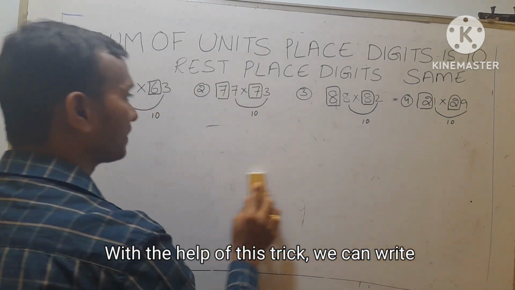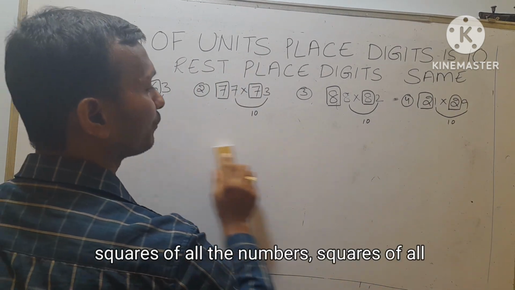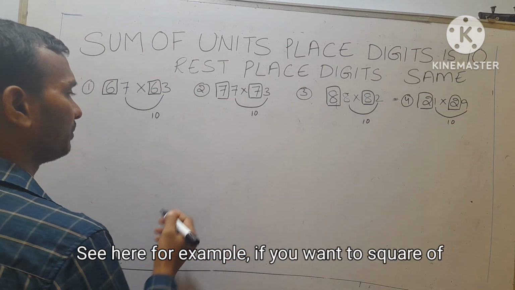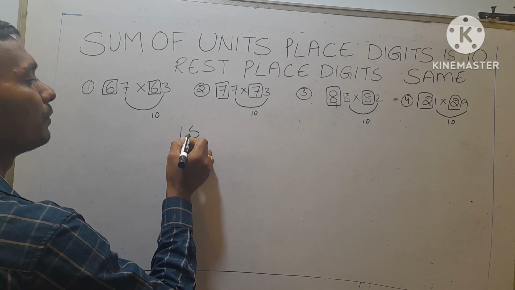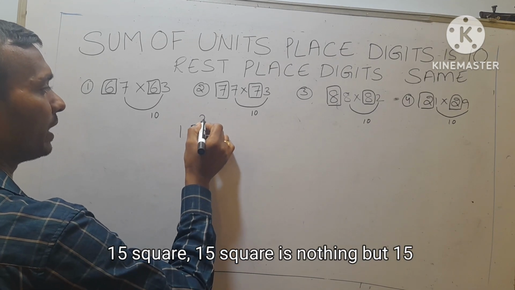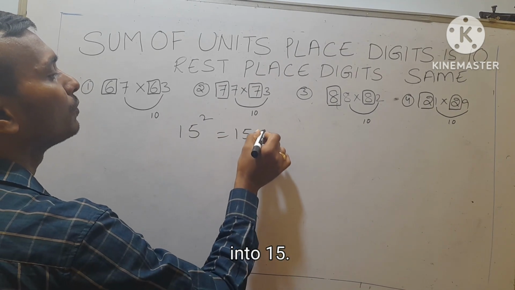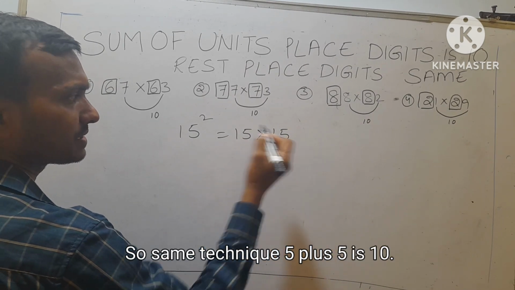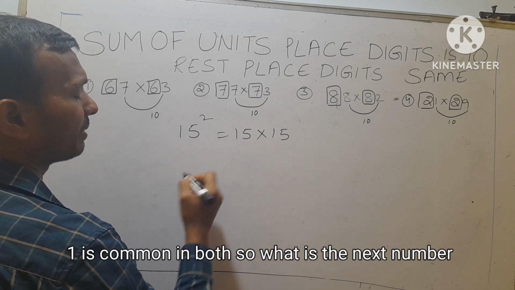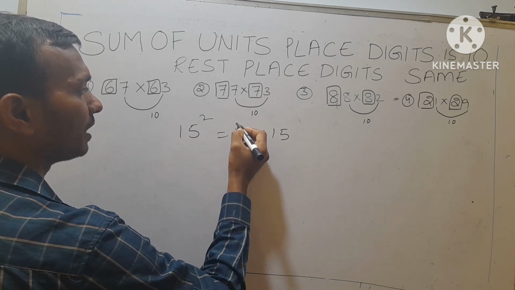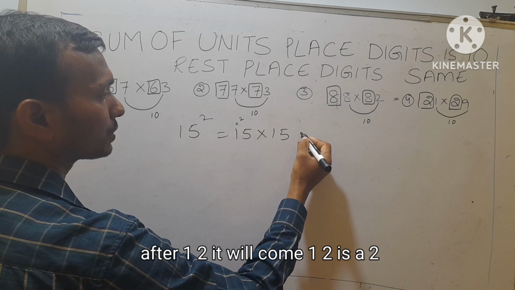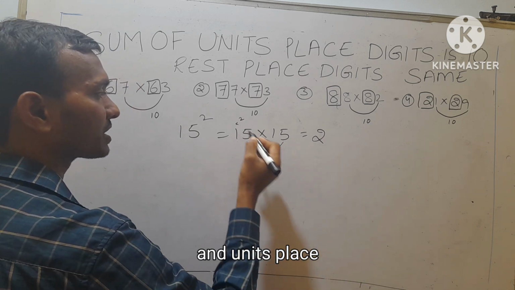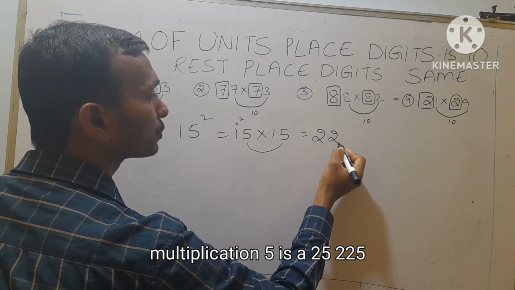With the help of this trick, we can write squares of all the numbers. See here, for example, if you want the square of 15, 15 squared is nothing but 15 into 15. Same technique: 5 plus 5 is 10. 1 is common in both. What is the next number after 1? 2 will come. 1 twos are 2. And units place multiplication, 5 fives are 25.